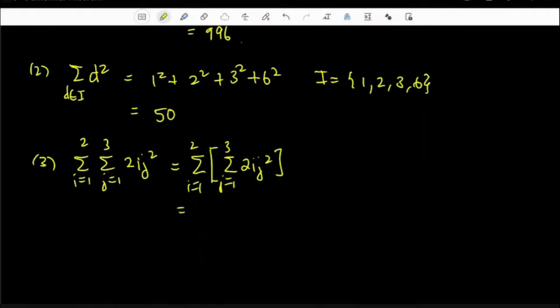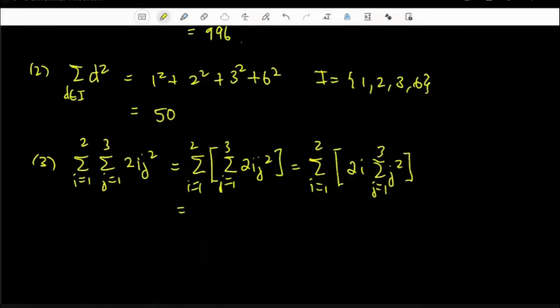j first. So using property of summation, we can factor out 2i. We can factor out I in the summation since in the inner summation, the index is j. So I is considered constant in terms of the index. So this is just summation I equals 1 to 2. We have 2i summation of j squared. J from 1 to 3.